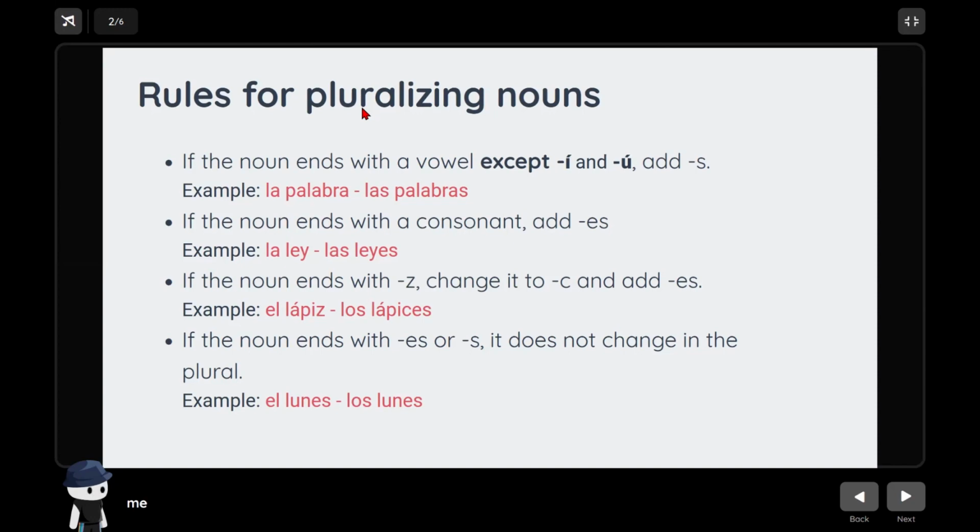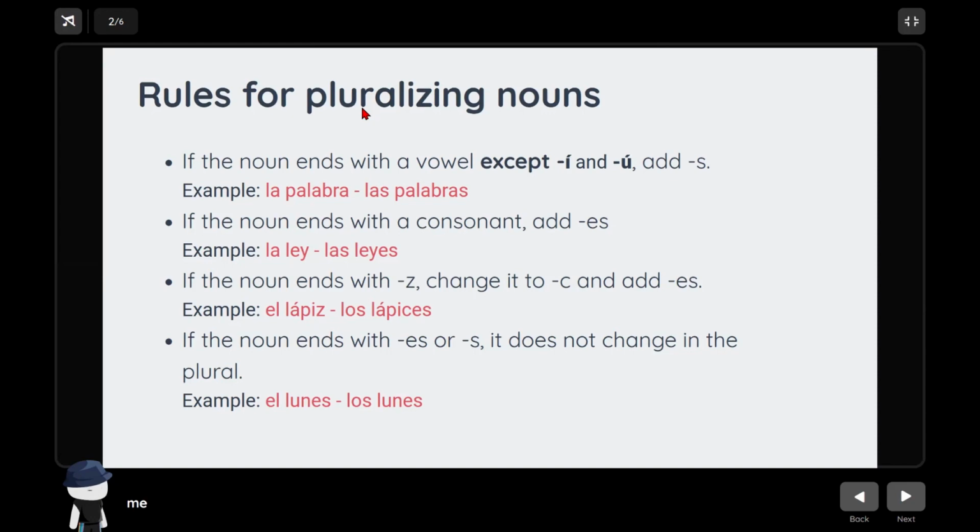The second rule is if the noun ends with a consonant, add es. So we have the word ley, la ley. Ley means law, the law. We want to pluralize that, so we add the es: las leyes. The laws. We pluralize ley by adding an es because it ends in a consonant.